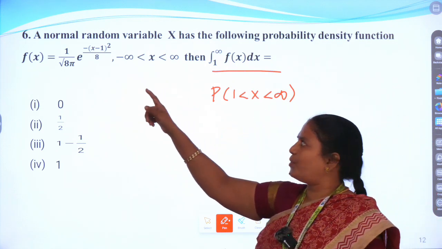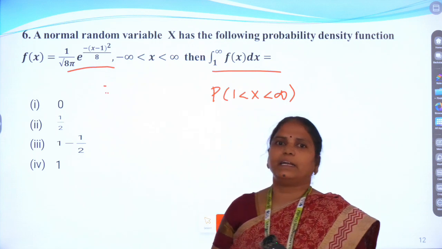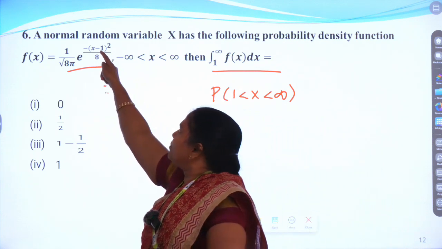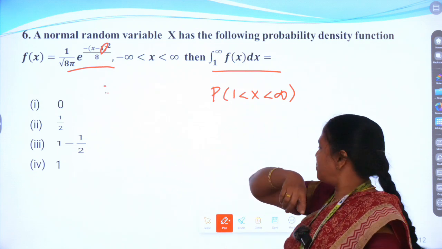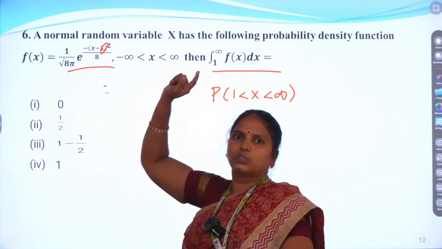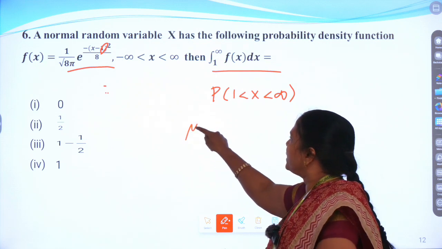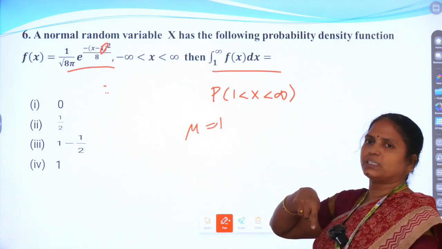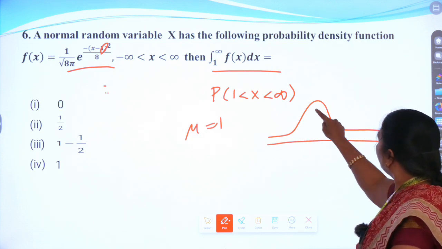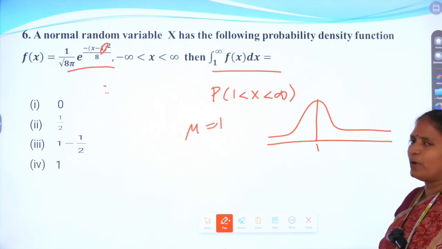On seeing the problem itself, we can identify that the mean is 1. The value of the mean is 1, because in the normal distribution density function we have x minus mu the whole square. Here we can identify that the value of mu is 1. So if you draw the normal distribution curve, the mean value is given as 1.